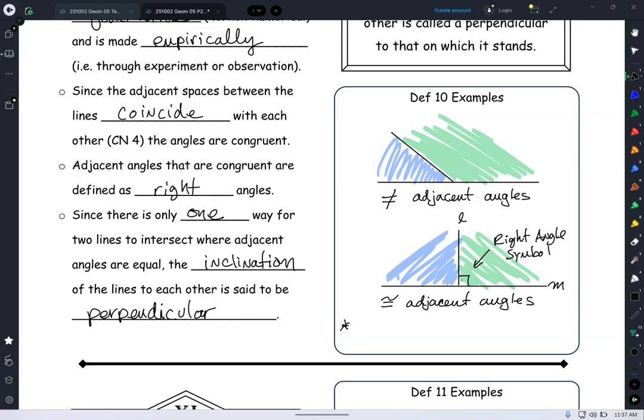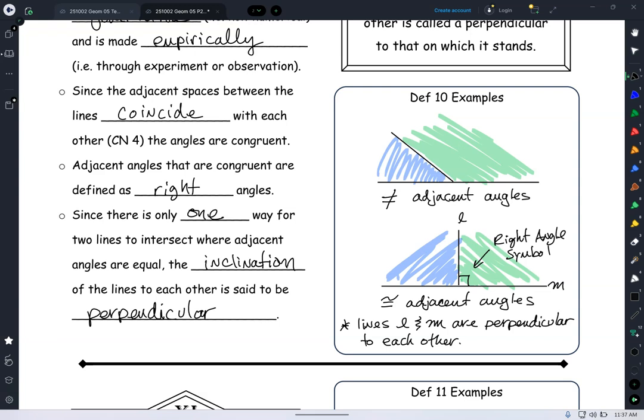And then down here, I can say that lines L and M are perpendicular to each other. Lines L and M are perpendicular to each other. Okay?